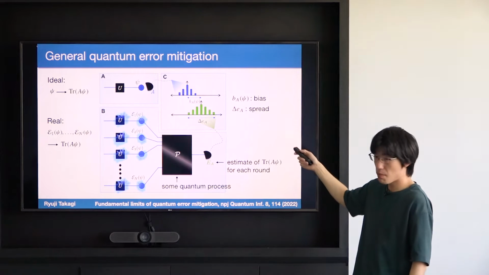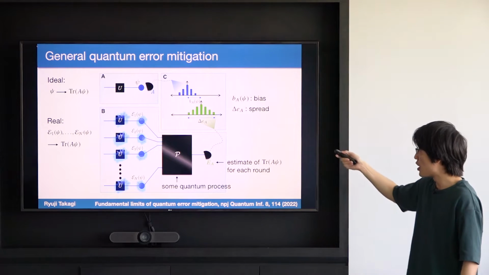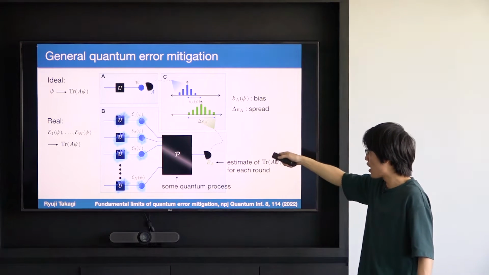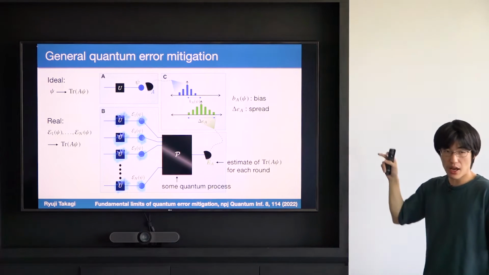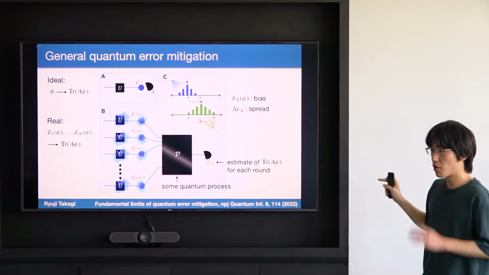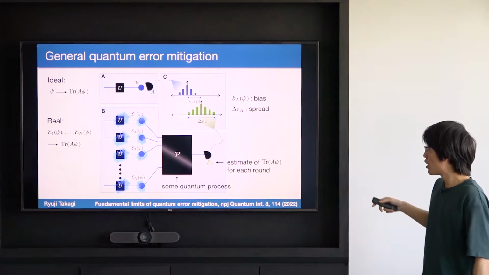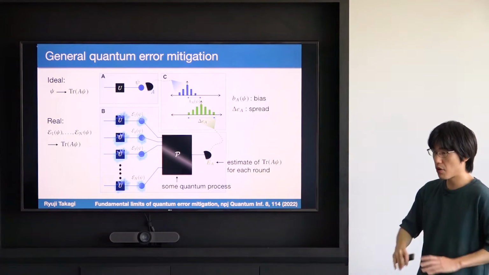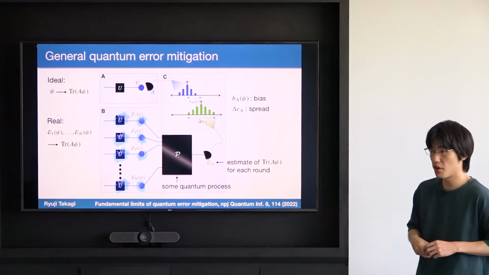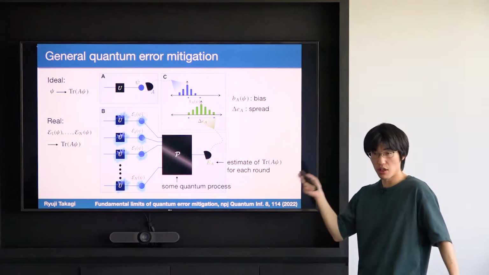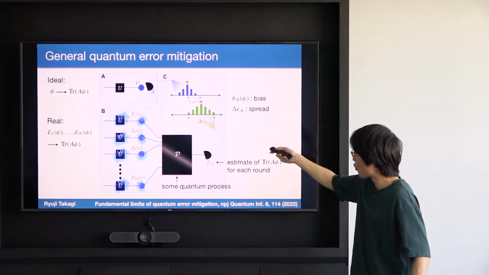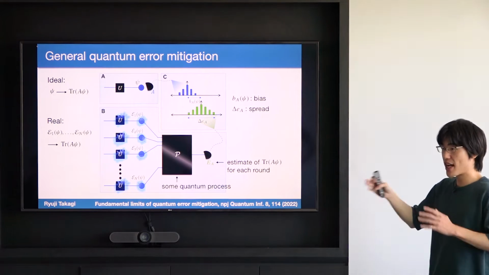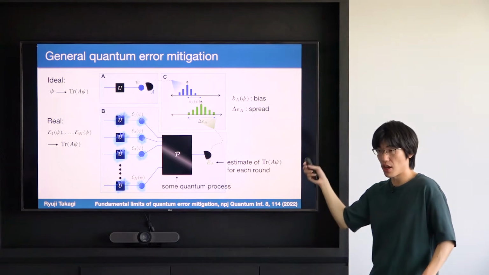The first one is the bias, that is the difference between the true expectation value, this is the blue one, and the expected value of the error-mitigated distribution. So this is like a systematic error part. And we can also see some indicator of how spread out your error-mitigated distribution is. So we call it the spread. For now, we define it as the difference between the maximum possible value and the minimum possible value.